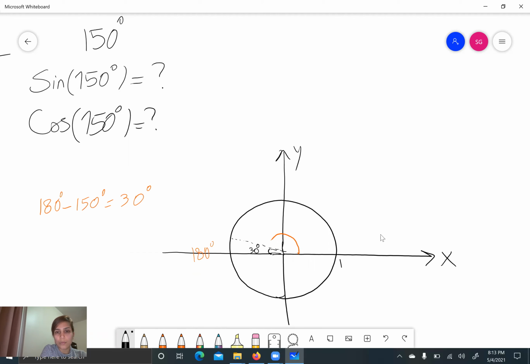Okay. So when there is 30 degrees left to reach the x-axis, that's going to be the end point for this angle. So this is 150 degrees. Let me draw the line, the terminal line. The terminal line is going to be this way.